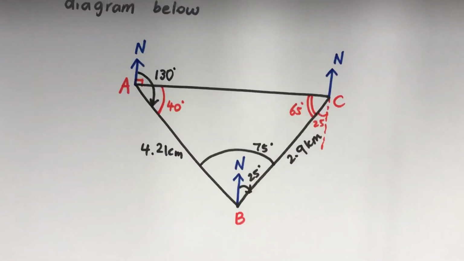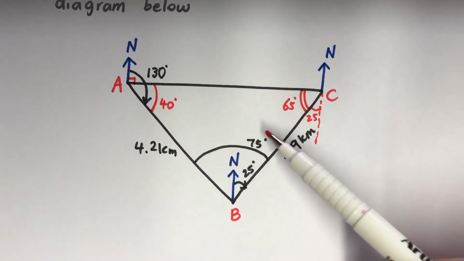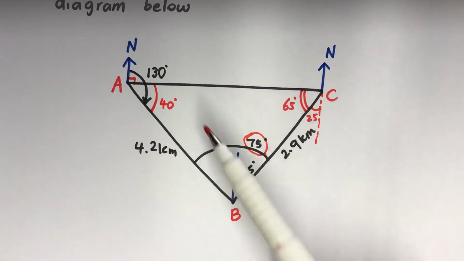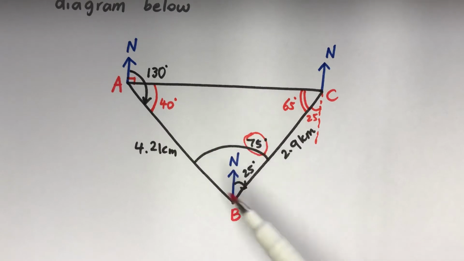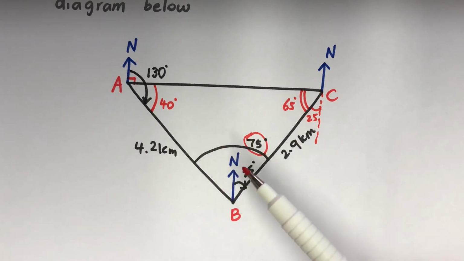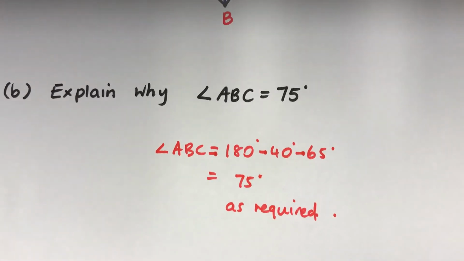So do you understand what I've done? We were proving this, okay? So we got 40, we got 65, and they were saying this is 75, and they're asking you whether it's true or not. And if you put that in your calculator, you will get 75. So it is true.